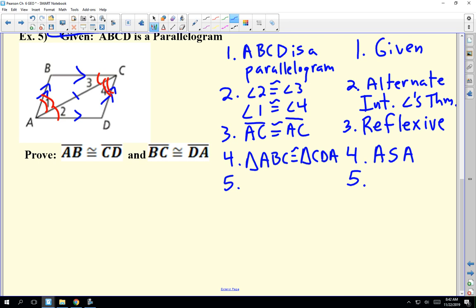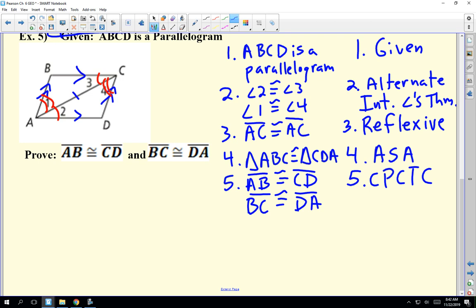Once we prove the triangles are congruent, we can then use CPCTC to prove the sides are congruent. So I've got AB is congruent to CD, and BC is congruent to DA by CPCTC. And so that's the first of those theorems that we gave you at the beginning of this lesson. So parallelograms have opposite sides congruent, opposite angles congruent, consecutive angles are supplementary.